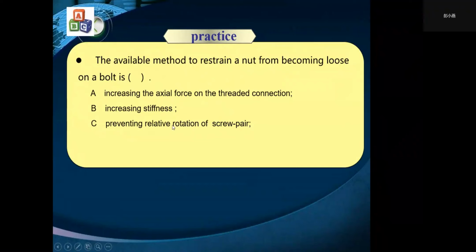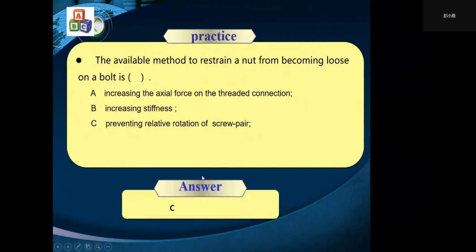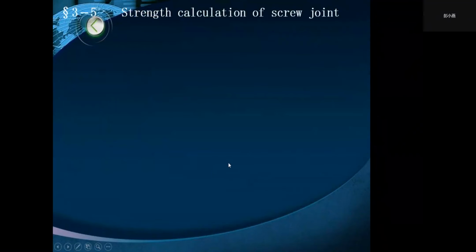B. Increase stiffness. Yes, preventing relative rotation of screw pairs, because the loosening is caused by the rotation of relative screw pairs. So we choose C. C is the answer.